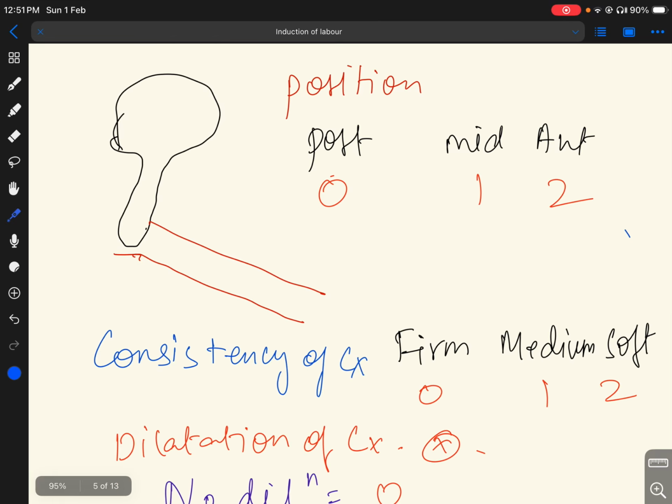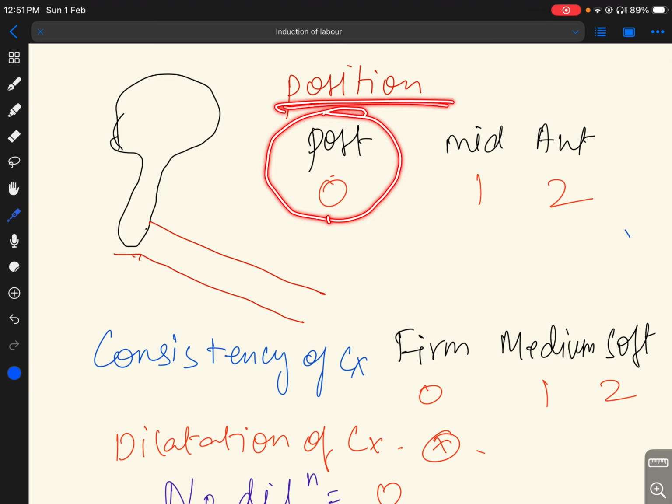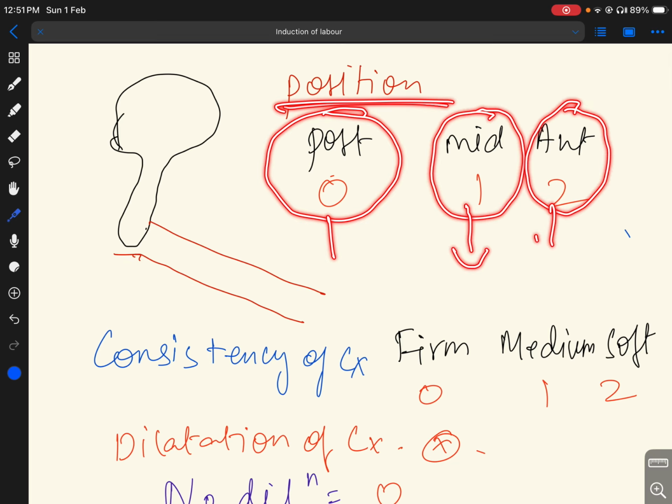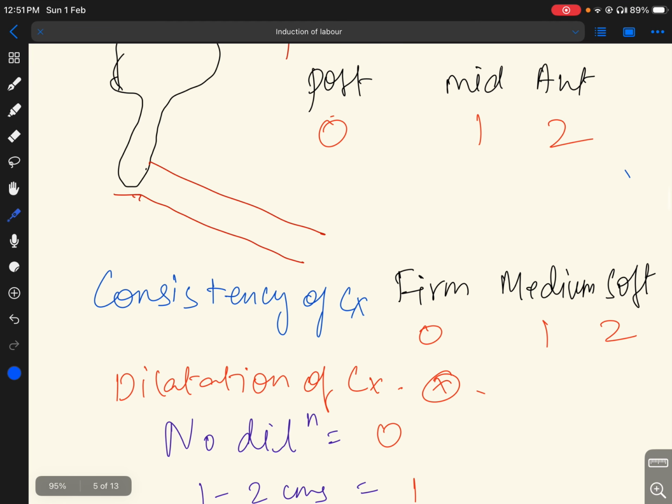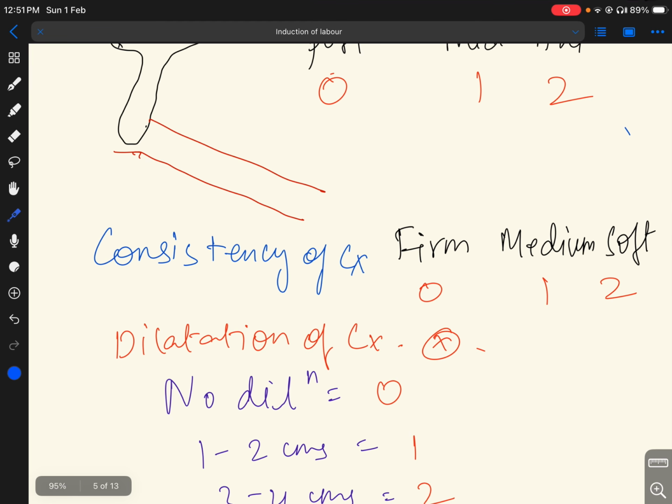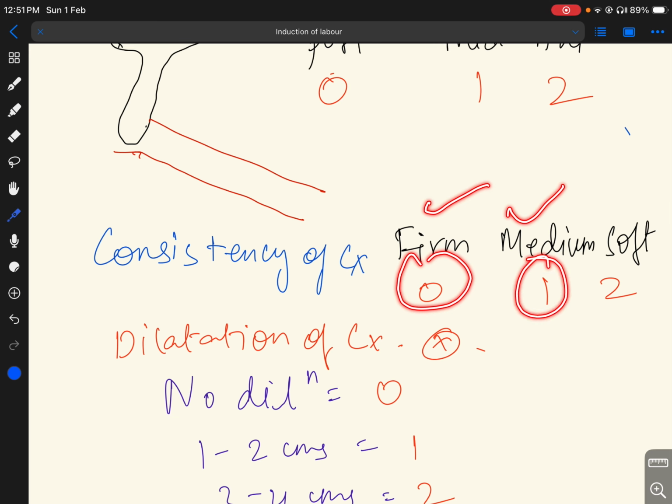How to score? For position, normally the uterus will be anteverted and anteflexed. So for the position, if it is posterior, we'll give 0. If it is mid, we'll give 1. If it is anterior, we'll give 2. Coming to the consistency of cervix, if it is firm, you give 0. If it is medium, you give 1. If it is soft, you give 2.